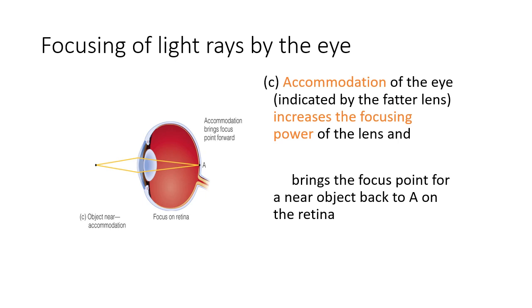So we have seen the 3 slides. On the first slide, the parallel rays were focused on A. In the second slide, the rays which are coming from a near object are not focused on the retina, but they are focused at the back of the eye, that is B. And if you want to focus again on the retina, the lens has to increase its size.